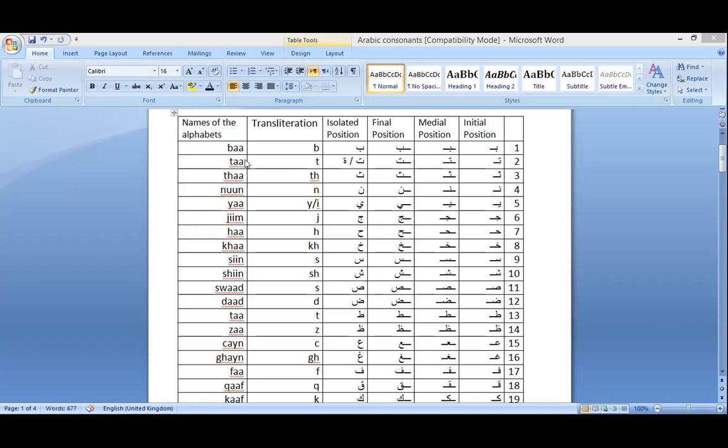Okay. Now I want you to write. I want everybody to try to write those letters. Let's start from group 1: Ba, ta, tha, na, and ya. Let everybody write those letters.